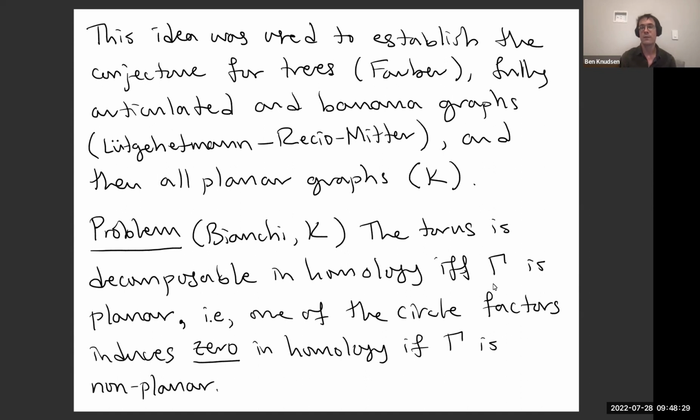And so you just can't run this strategy. You have no hope of running this strategy because there is no cohomology class that detects that circle factor, because that circle factor is zero in homology. So you're stuck. Okay, are there any questions about this train of thought?